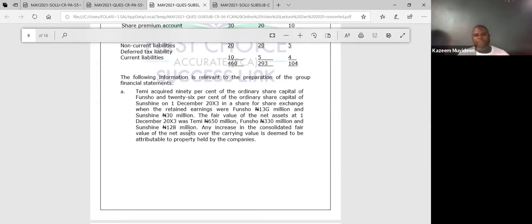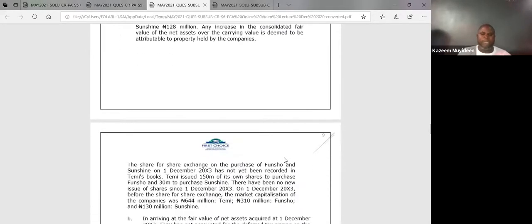Any increase in the consolidated fair value of the net asset over carrying value, I will not post. No problem. Cost of investment 90%. NCI 10%. Group structure: 90% for the parent, NCI 10%. Let's go again. Now they told me the share for share exchange of purchase of Funsho and Sunshine on 1st December 2003 has not yet been recorded in Temi's book. It has not been recorded.